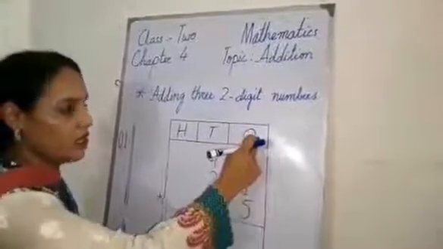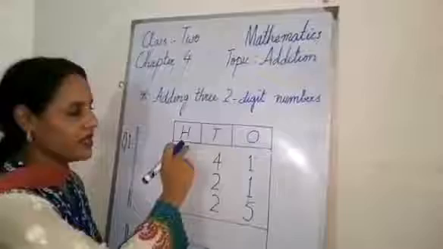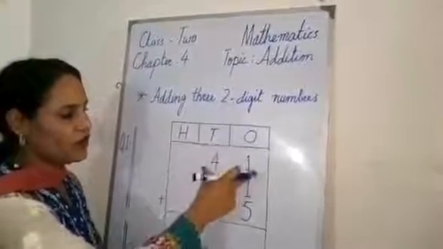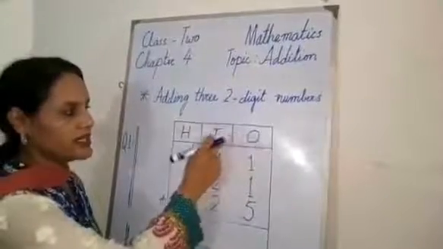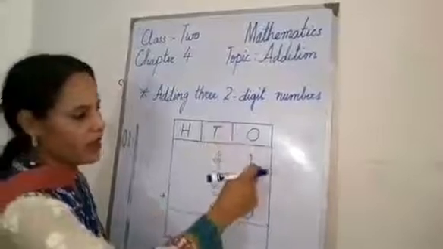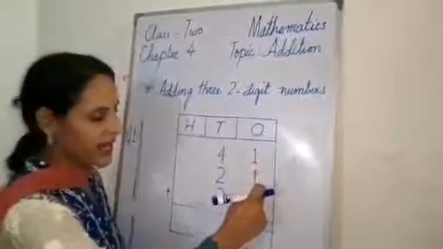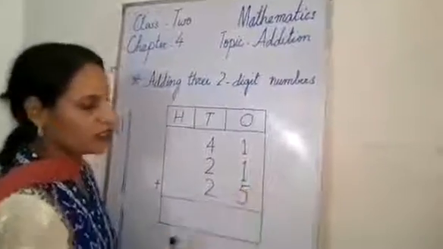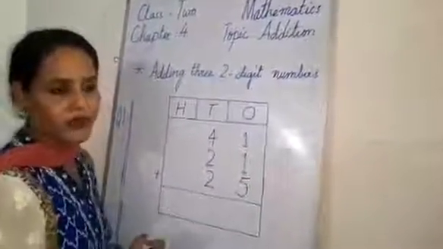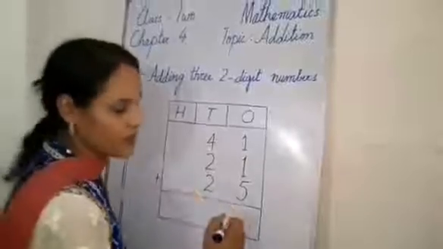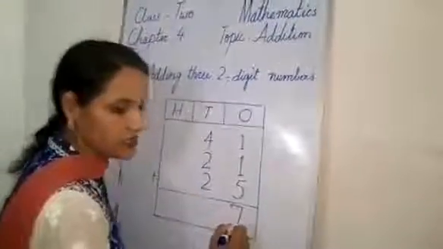Again I am here to teach you a new topic from chapter 4, adding 3 two-digit numbers. Here ones, tens and hundreds. So we will add only ones and tens. We will add 1 plus 1 and then plus 5. So what will be the answer? Yes, the answer will be 7. So we will write here number 7.